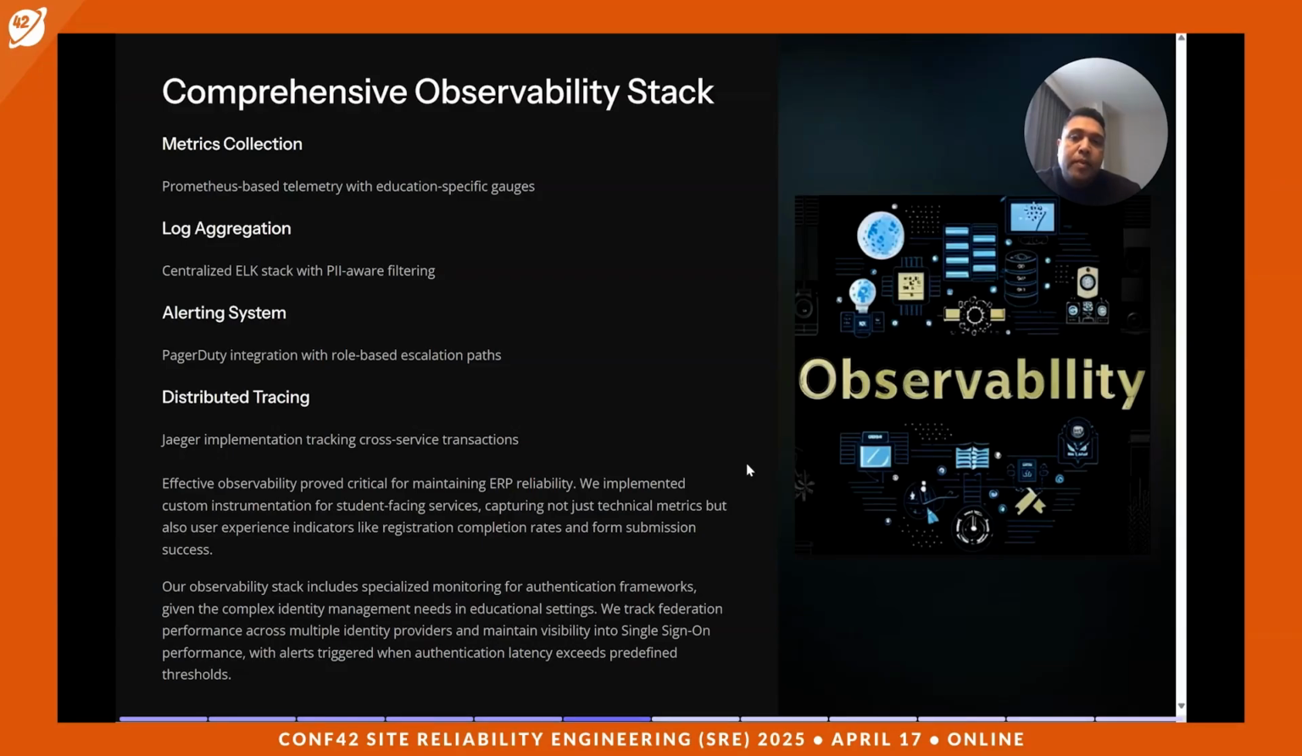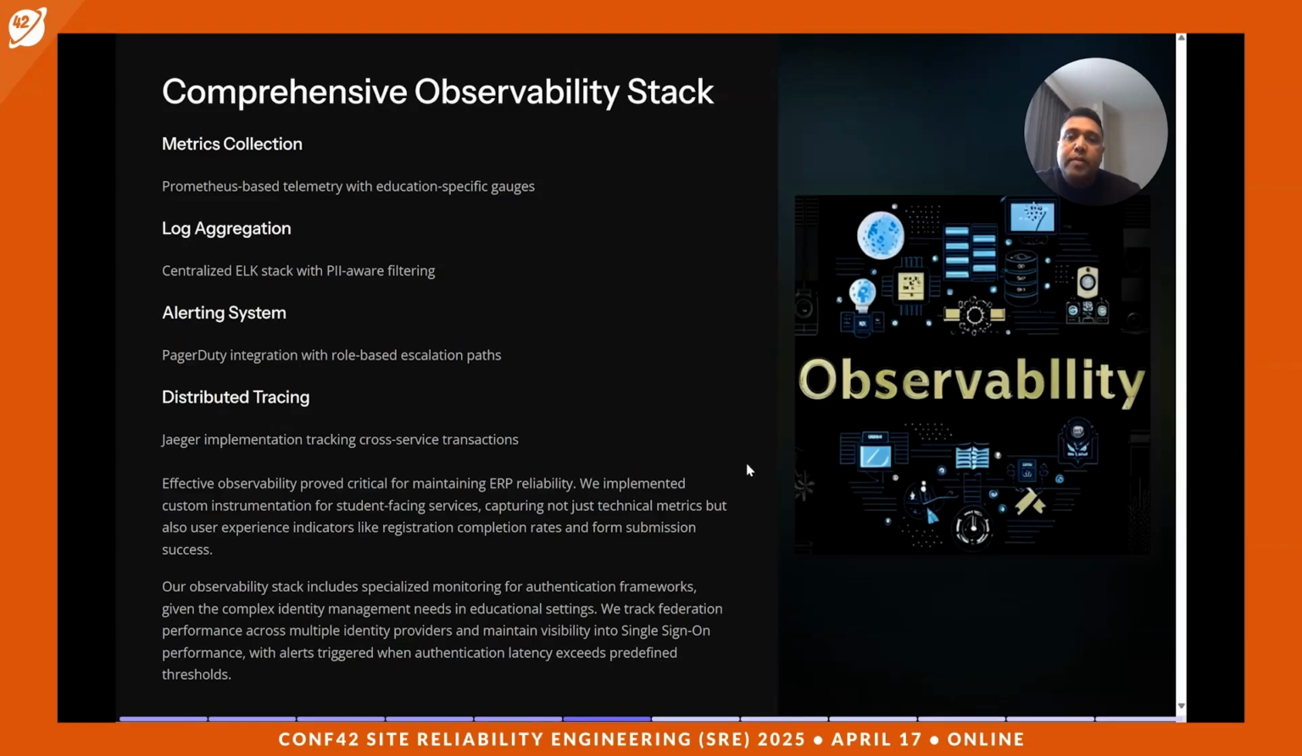Effective observability proved critical for maintaining ERP reliability. We implemented custom instrumentation for student-facing services, capturing not just technical metrics, but also user experience indicators like registration completion rates and form submission successes.